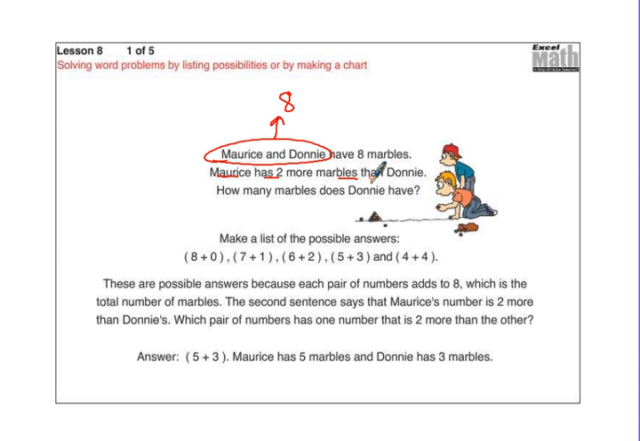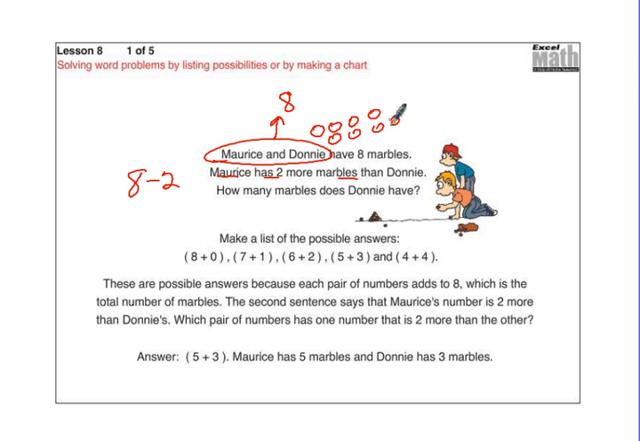Now here's what most kids do. They're going to take 8 minus 2 to solve the problem. It's not that kind of a problem. Let's think about what the problem is really saying. Together, here are their 8 marbles. Oh, that's 7. One more, 8.